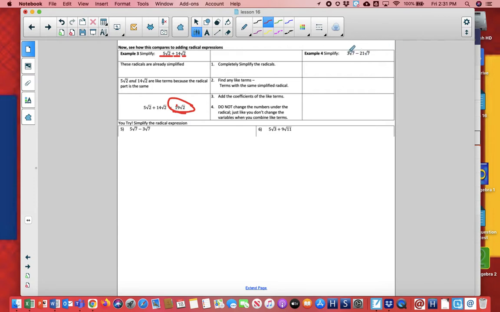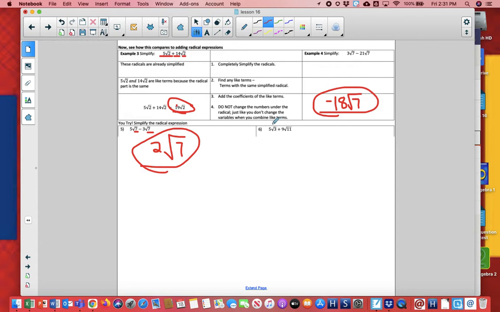So over here, same thing, 3 square root of 7 minus 21 square root of 7. So 3 minus 21 is negative 18, and then the square root of 7 stays the same. Okay? So just to show 2 more examples there, say I have 5 square root of 7 minus 3 square root of 7. Again, the square root of 7 is the same. I can't simplify that any further, so it's going to stay a square root of 7. And I'm going to subtract the coefficient. 5 minus 3 is 2, so 2 square root of 7.